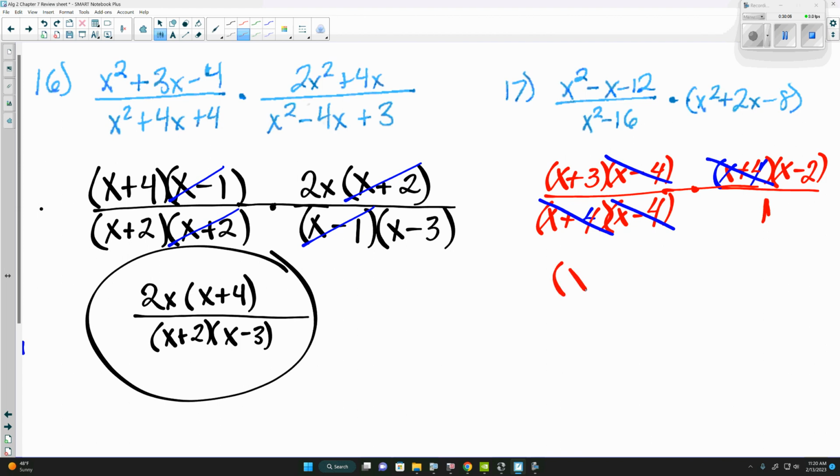So all we have left is 3 times x minus 2. That would be the final answer. We could put it all over 1. That would be the exact same thing. Either way would work.